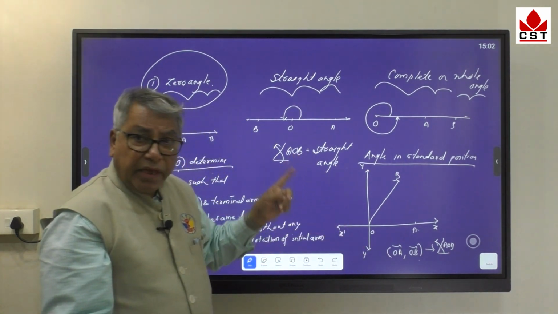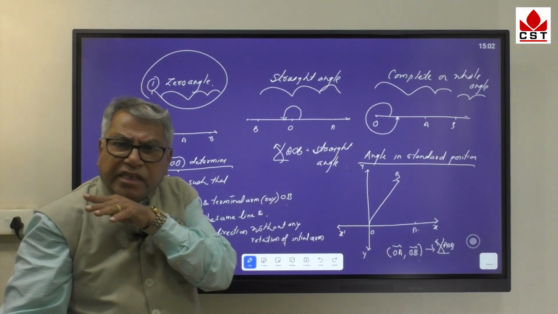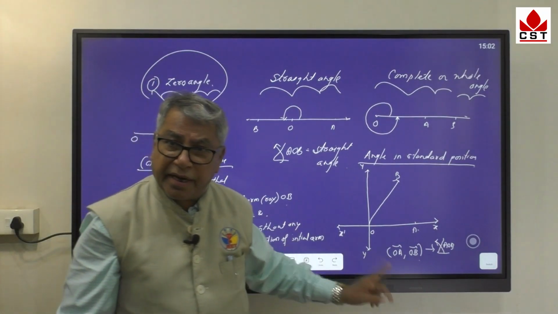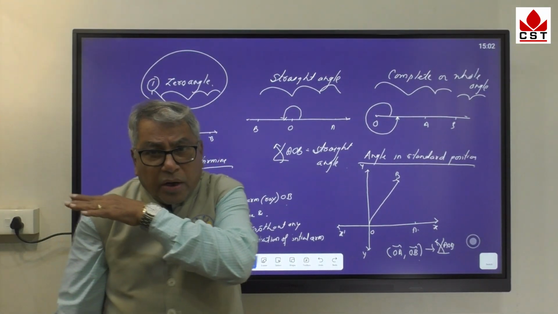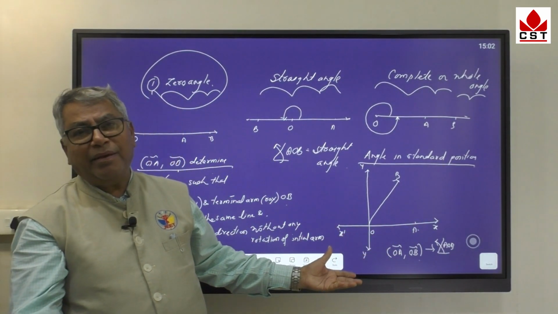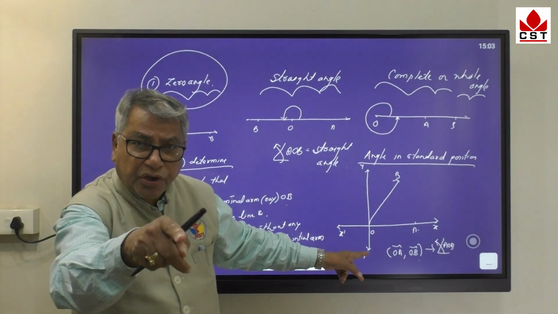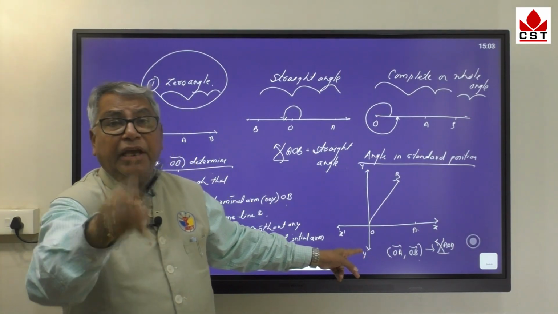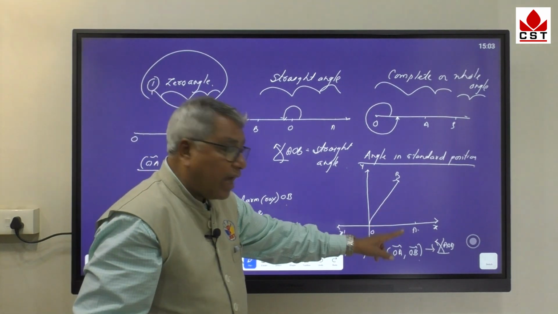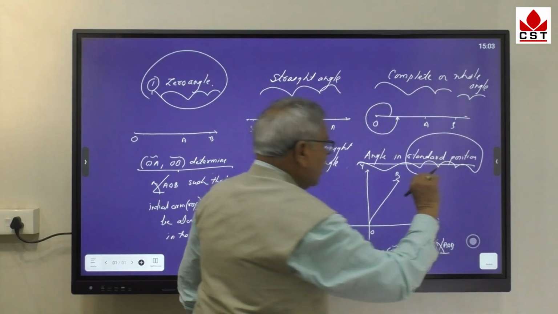Now here the initial arm ray OA lies along the positive direction of x-axis. Remember that. Initial arm ray OA must lie along the positive direction of x-axis, and the terminal arm may be anywhere, right? And the vertex of the angle is the origin. Vertex must be origin. Initial arm lies along positive direction of x-axis. The angle is called angle in standard position.